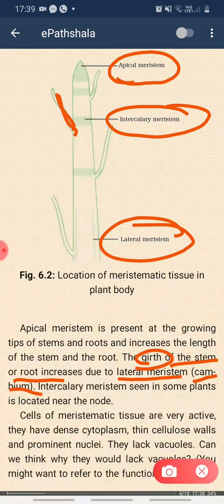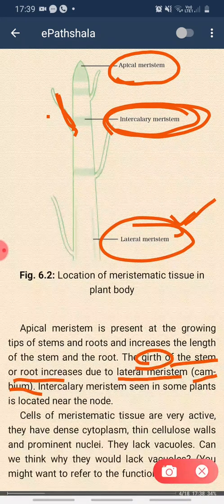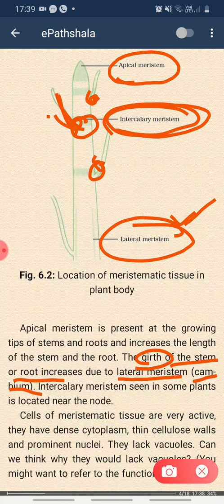One is responsible for increasing the tip portion, at the apex and then the root tip. Another one is the lateral meristem, which will increase the width or the girth of the stem and also of the root. And there is intercalary meristem that will be responsible for bringing out growth in the branches, near the branch area or near the nodes. In between the nodes they will be present. From the nodes area, the branches will come out. So between the nodes, if you see, this is one node, another node, here between the nodes or near the nodes, intercalary meristems are present.